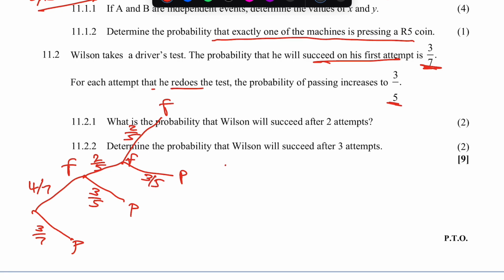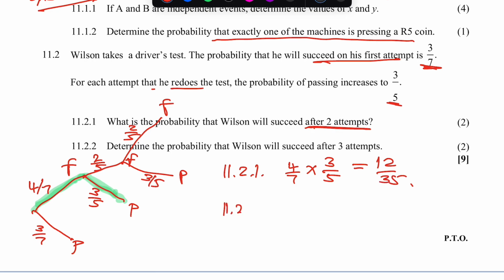Okay, so 11.2.1, they're asking for the probability that he will succeed in the second attempt, not the first attempt, which means that he will fail the first attempt and pass the second attempt. So we're going to follow this green line. That will give us 4 over 7 times, now it's going to pass, that is 3 over 5, which will be 12 over 35.